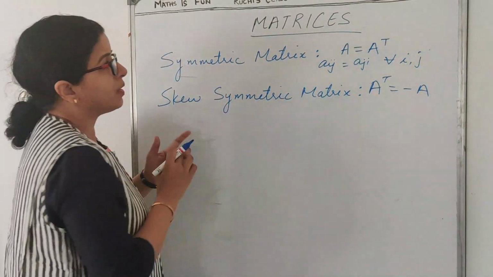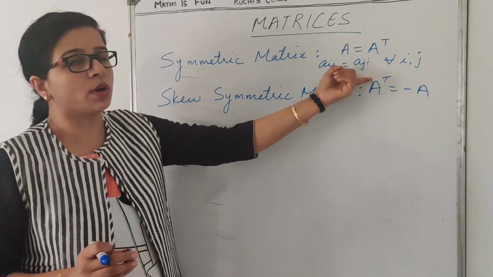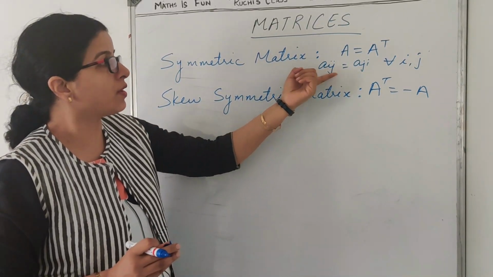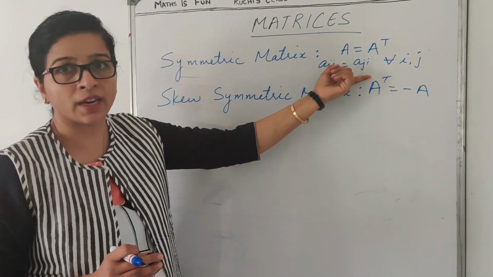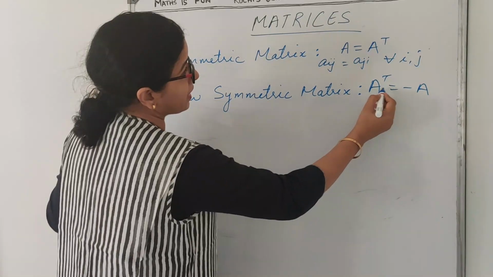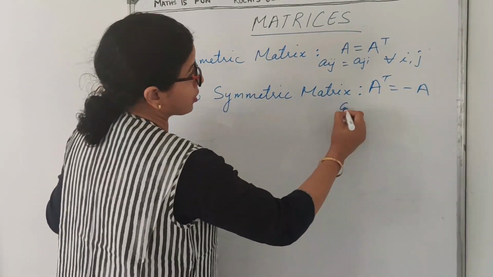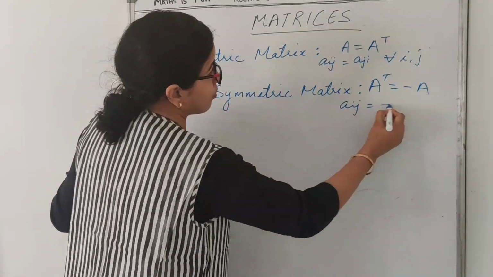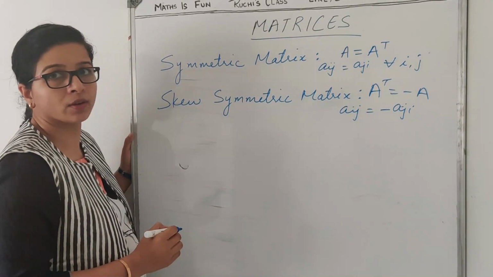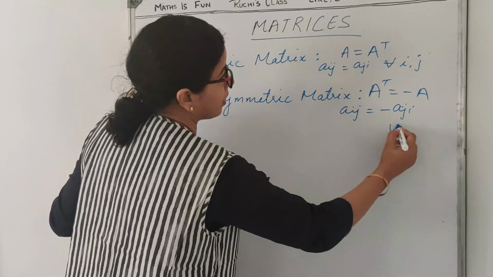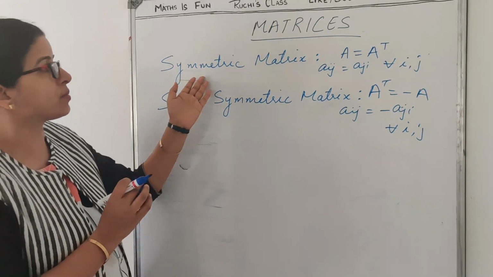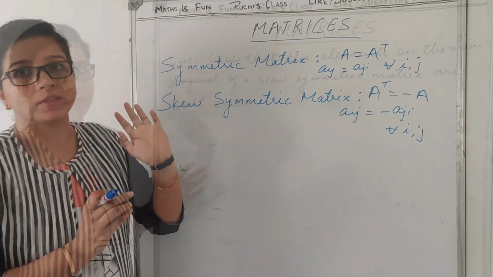What does it mean? It means A12 will be equal to A21, or A23 will be equal to A32. Clear? Now, what is a skew symmetric matrix? In this, A transpose is equal to minus A. So it means Aij is equal to minus Aji for all i, j. Now we'll do some questions on symmetric and skew symmetric matrices.